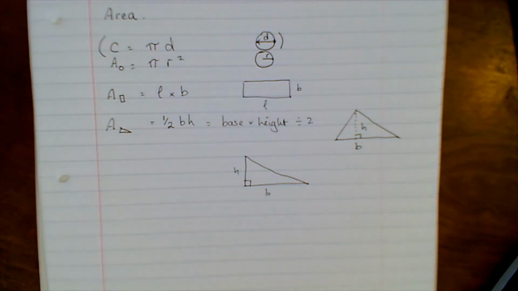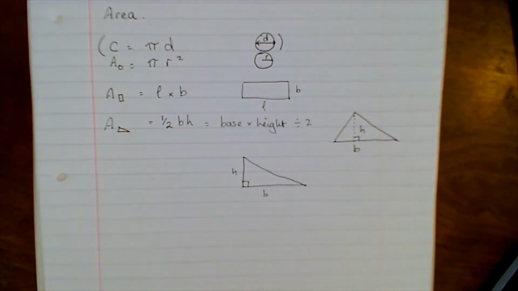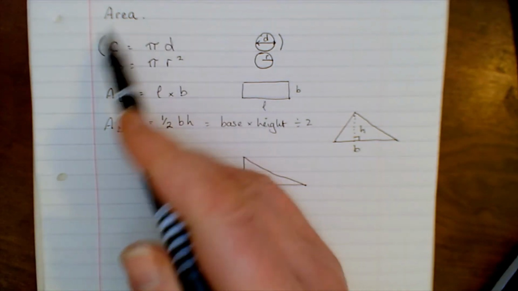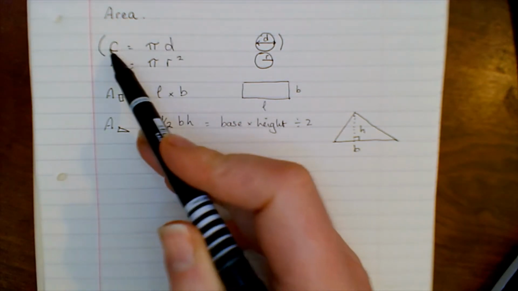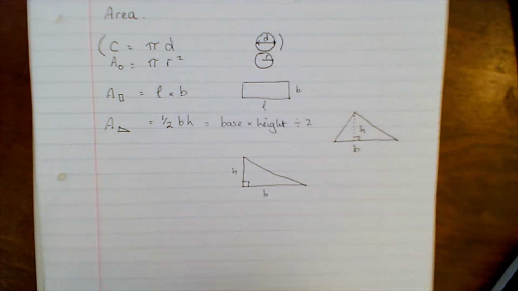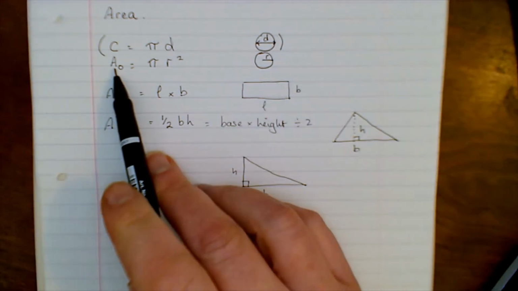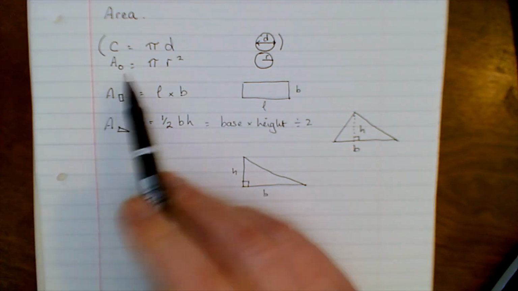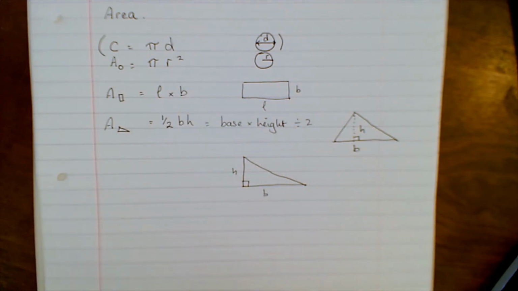Okay, so we're looking at area, and we're looking at area formulas. For Nat5 apps, you get these two formulas. Now this one's not an area, that's for the circumference of a circle, that's for the distance around the edge. But you also get the area of a circle formula. A of a circle equals pi r squared.